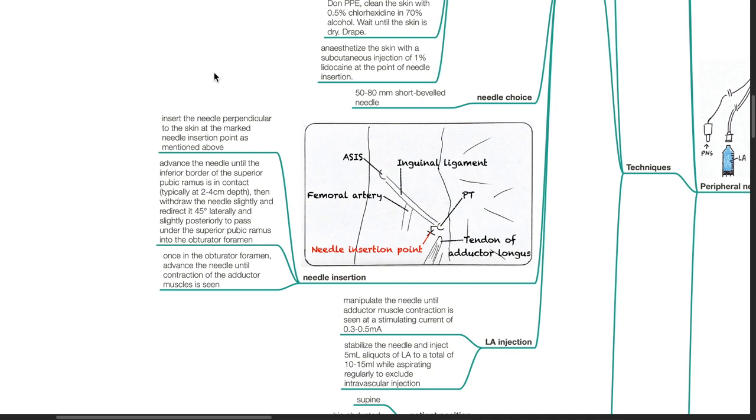Needle insertion. Insert the needle perpendicular to the skin at the marked needle insertion point. Advance the needle until the inferior border of the superior pubic ramus is in contact, typically at 2 to 4 cm depth. Then withdraw the needle slightly and redirect it 45 degrees laterally and slightly posteriorly to pass under the superior pubic ramus into the obturator foramen. Once in the obturator foramen, advance the needle until contraction of adductor muscles is seen.